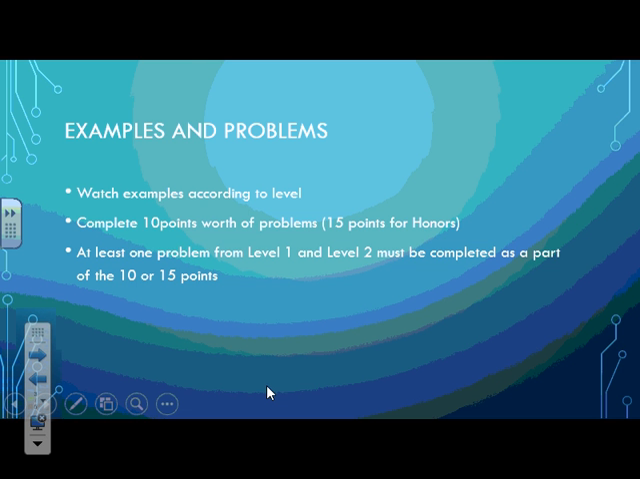So by the end, you're going to complete either 10 points worth of problems if you're in just regular old physics, and 15 points of problems if you are in honors. And you need to at least complete one problem from each the level 1 and level 2 area before you move on to level 3 or 4.